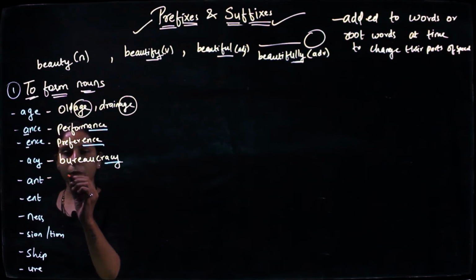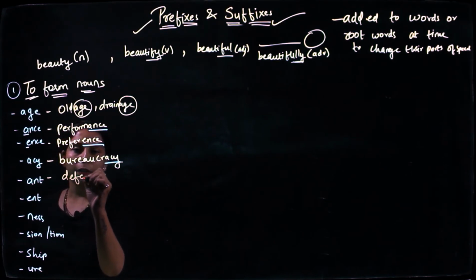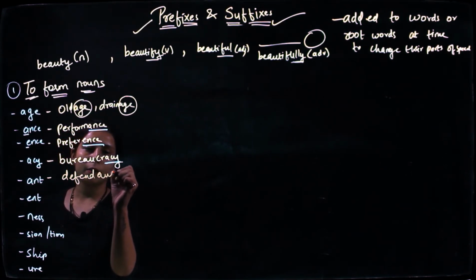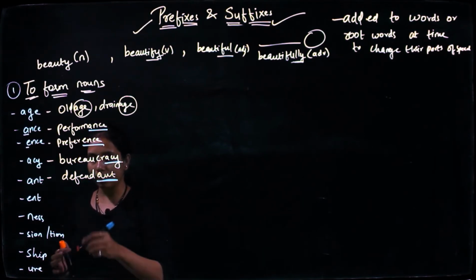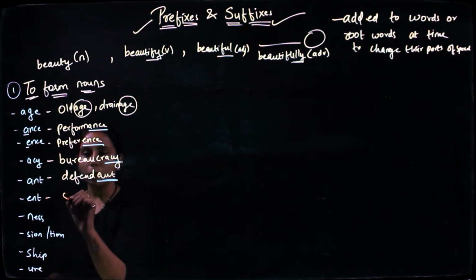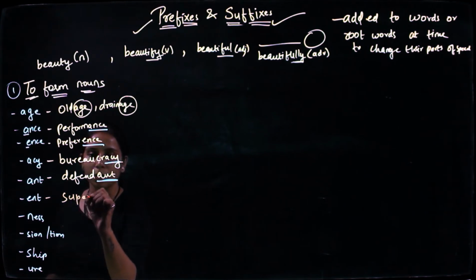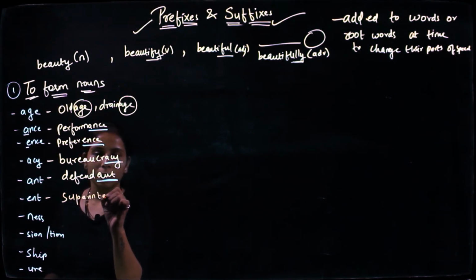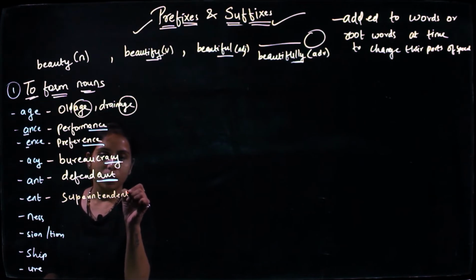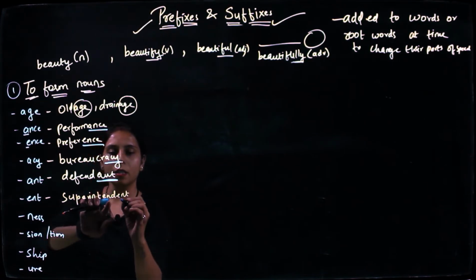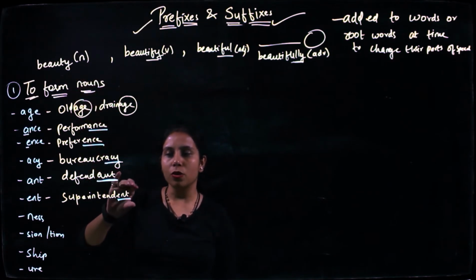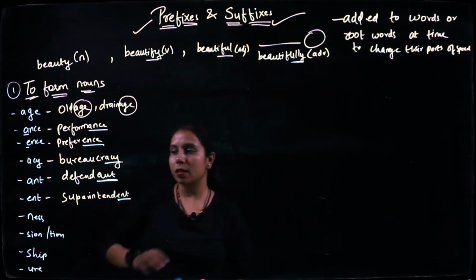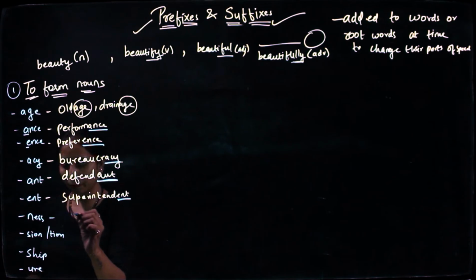Then we would talk about ant. Defend and defendant. We call it defendant. So ant is added. Then we would talk about ent, superintendent. So generally we say superintend. We have added ent to make it a noun. Just ent is added as a suffix at the end of a particular word.